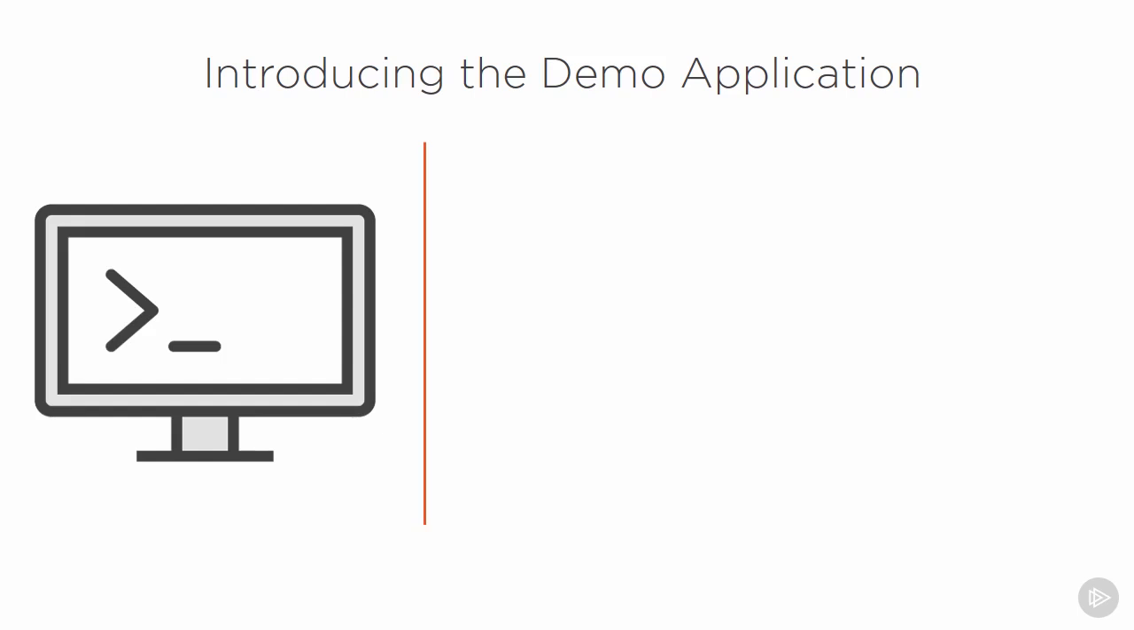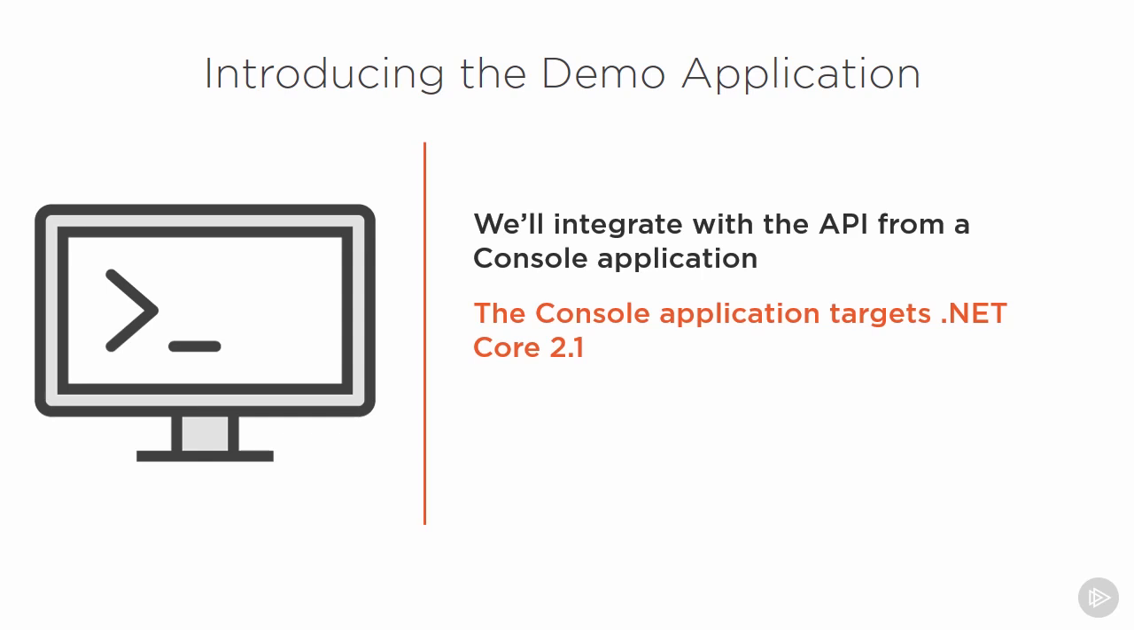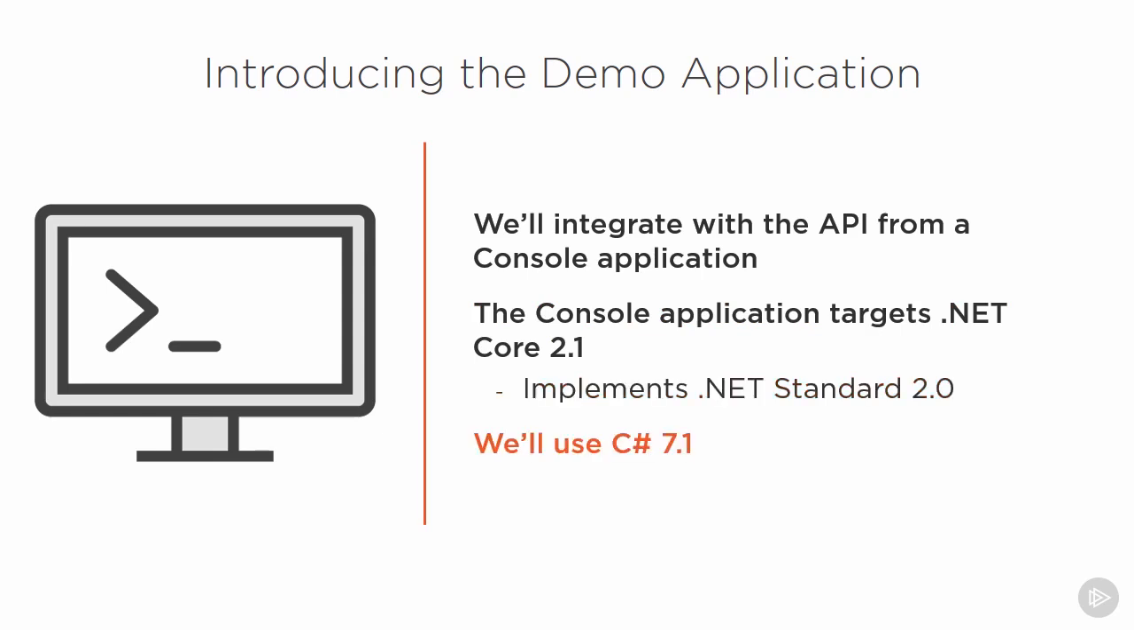That begs the question, what will we use during the demos to code all of this? Well, I figured that the best way to focus on HTTP client and related classes is to keep the rest of the required framework-specific knowledge as low as possible. So, we're going to integrate with an API from a console app. That console application targets .NET Core 2.0, the latest available version at the moment of recording. As we remember, that one implements the .NET Standard 2.0. As far as C# is concerned, we'll use version 7.1.